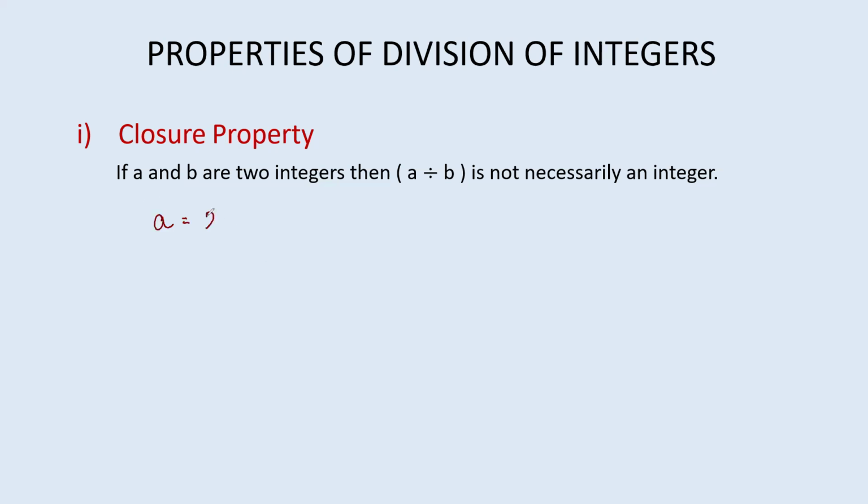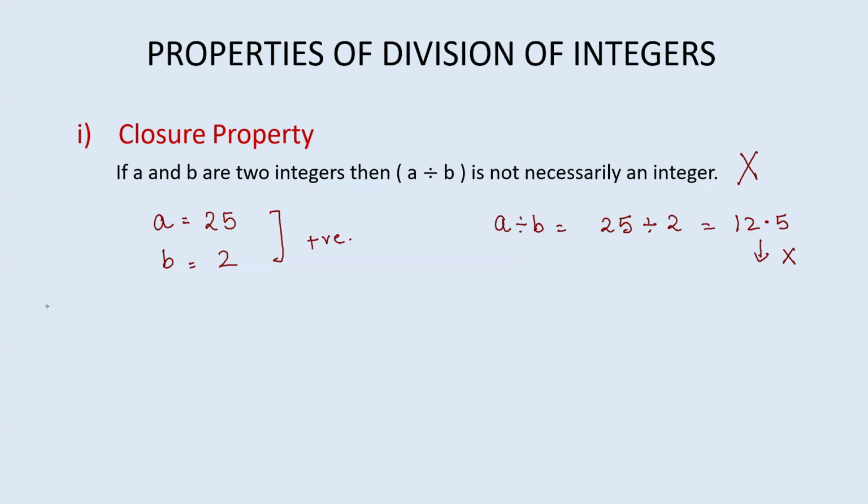If we take an example, say A as 25 and B as 2, both of them are positive integers. But over here, what happens when we do A divided by B? The answer, 25 divided by 2, is 12.5. It is in decimals and it is not an integer. We know integers are all counting numbers, all whole numbers with negative signs and positive sign. So this is not an integer, hence closure property does not hold for division of integers.